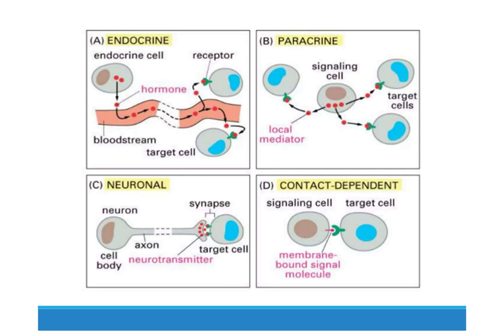Here are just some illustrations showing these different levels of communication. Here is a very close communication between two cells that are adjacent, or here we have the communication molecules moving through interstitial fluid, in the endocrine system moving through the bloodstream, and then of course the nervous system going across the synapse.